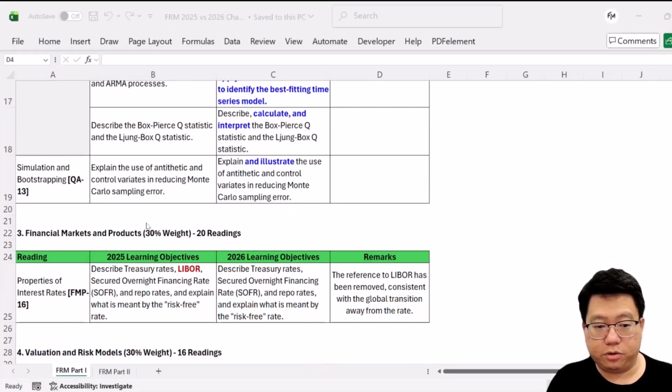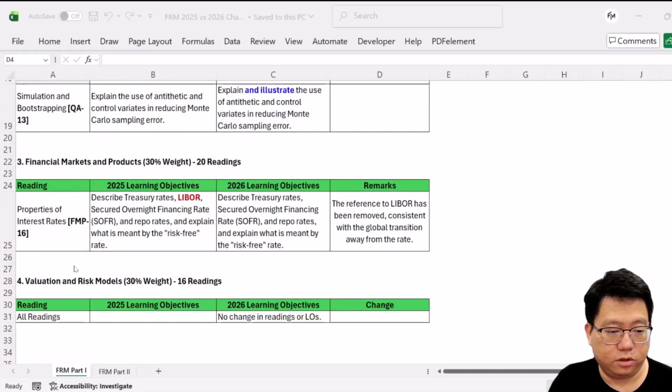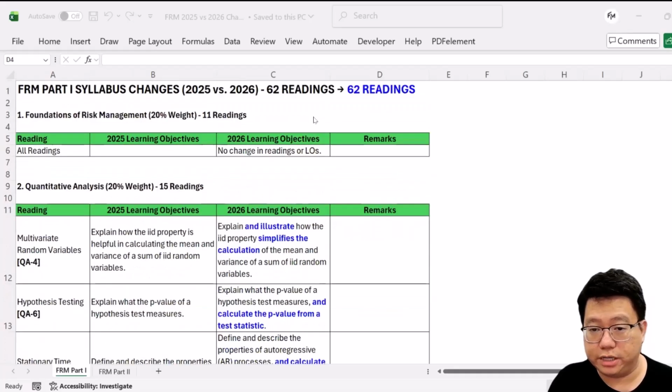For financial markets and products, which is still 20 readings for 30% weightage, they have removed LIBOR from their reference. So this is consistent with the global transition away from this rate. For topic 4, valuation and risk models, no changes here as well. Still 16 readings, 30% weightage. So overall, it's still 62 readings for FRM Part 1.